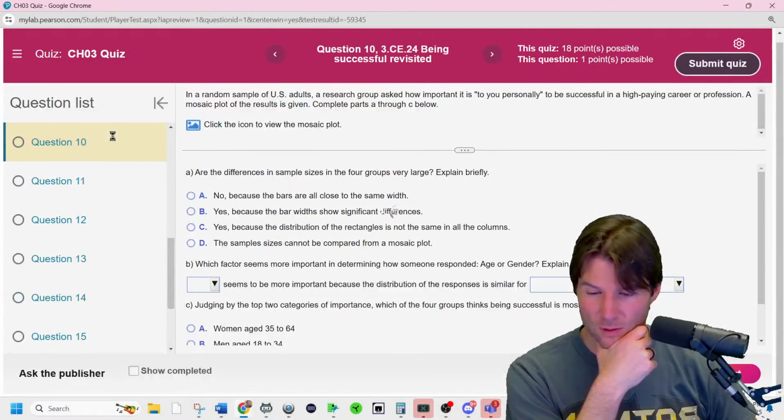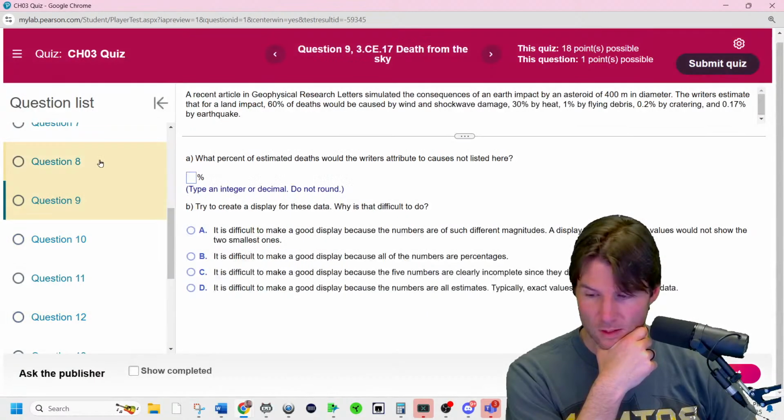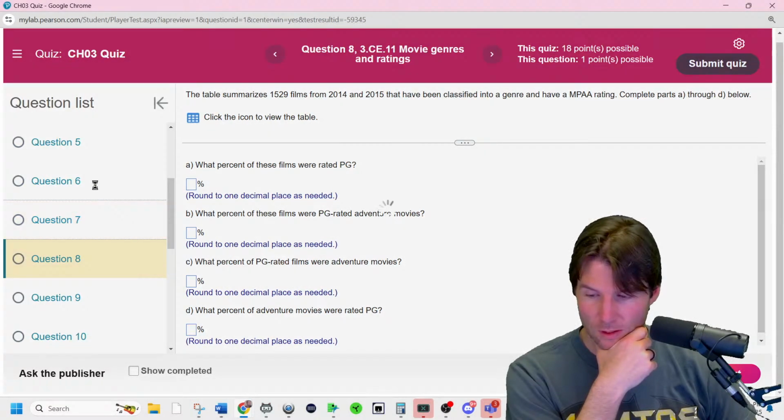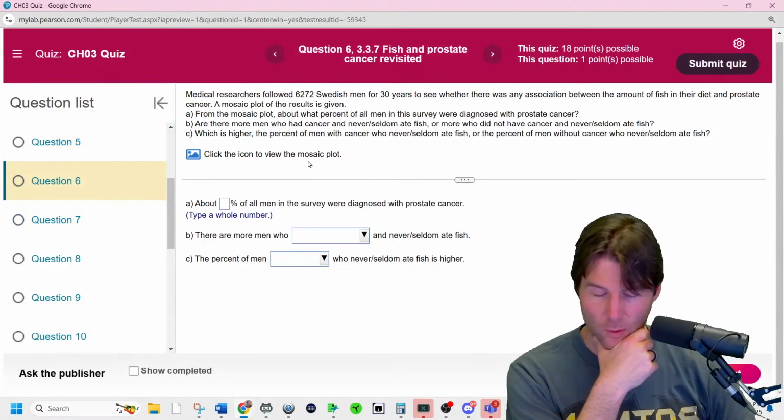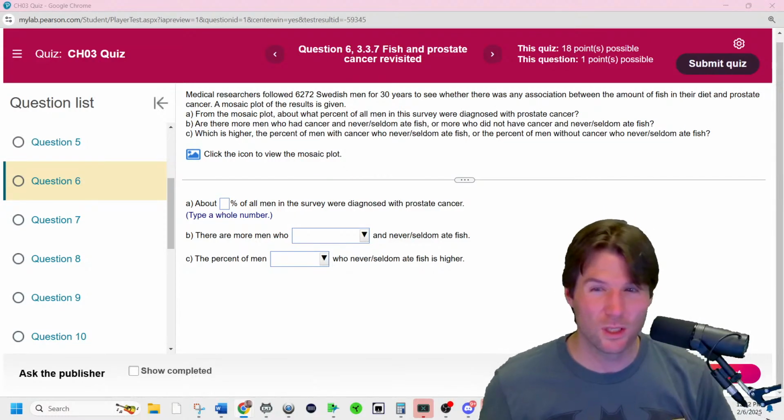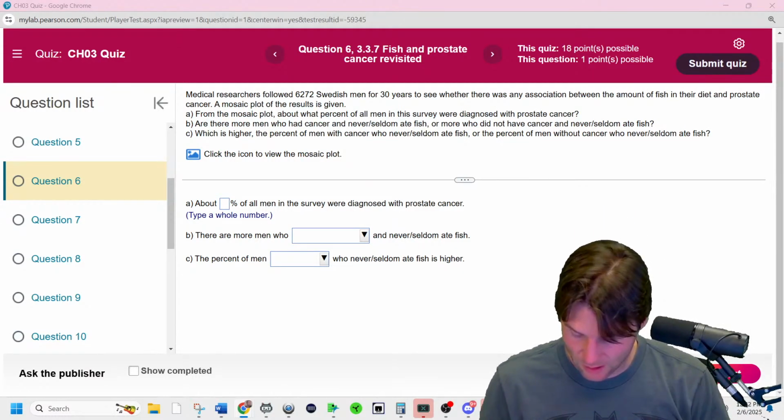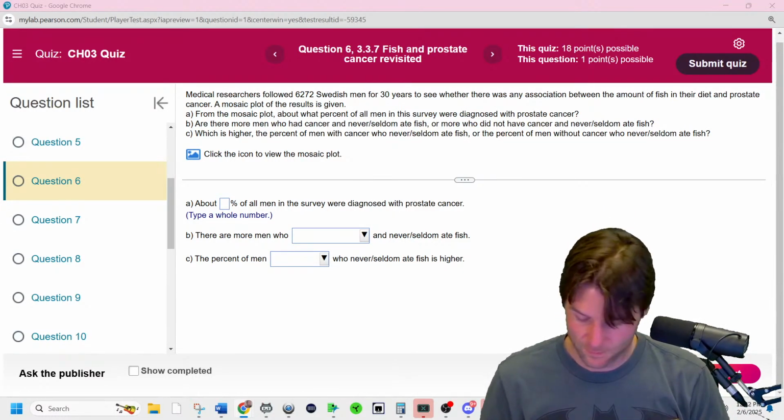Oh, we did that one too. Swedish men. Here we go. Medical researchers, Swedish men with prostate cancer. Okay.